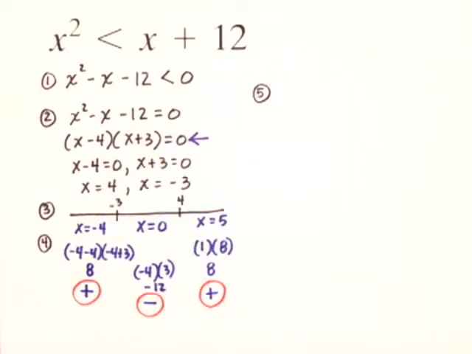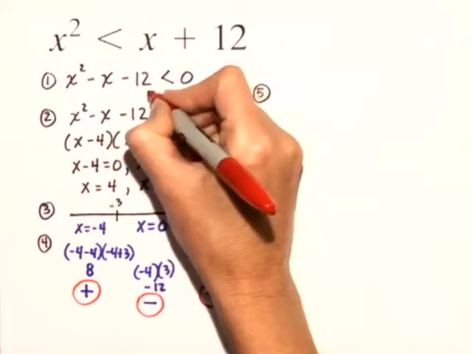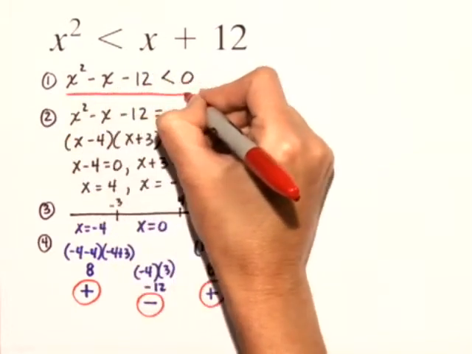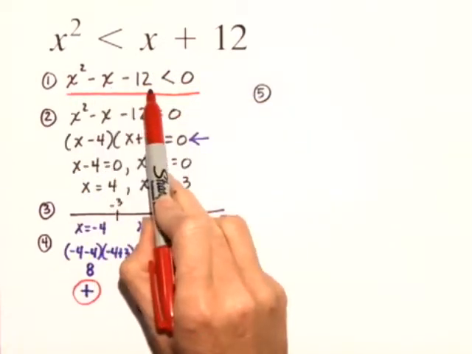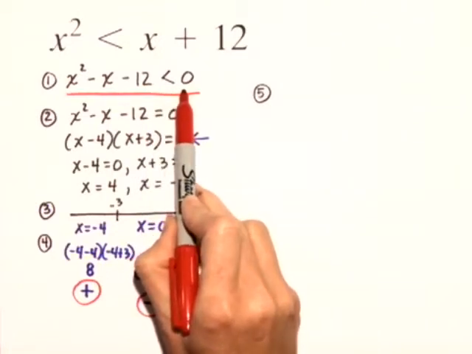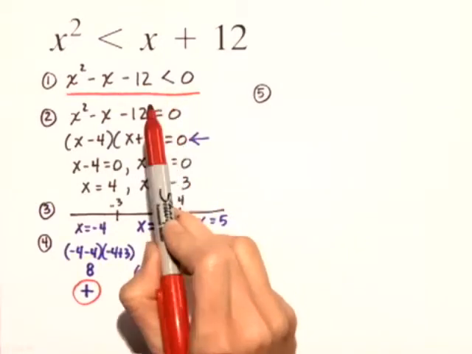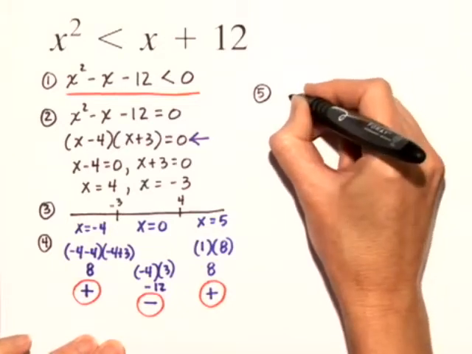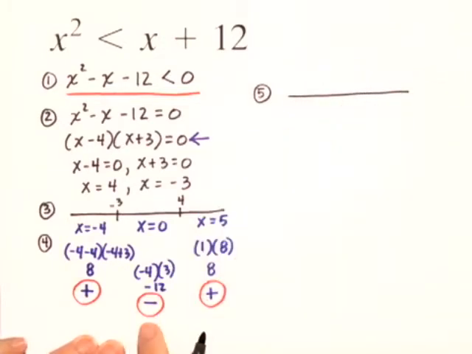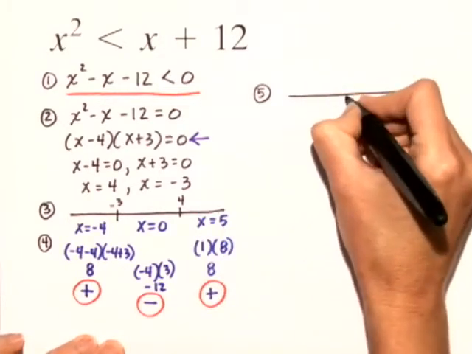It's very important to look at this original statement in step 1. We want to know when the values of this function are less than 0, because we were given a less than inequality. Well, the only time that they're less than 0 is in this interval where we have a negative. So, therefore, we can see that that interval is between negative 3 and positive 4 based on our sign chart.